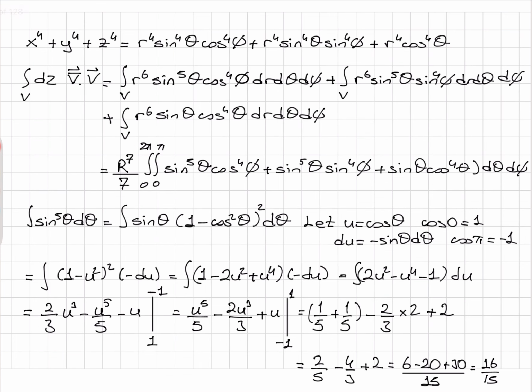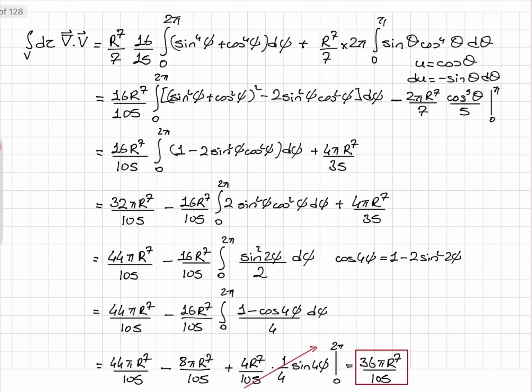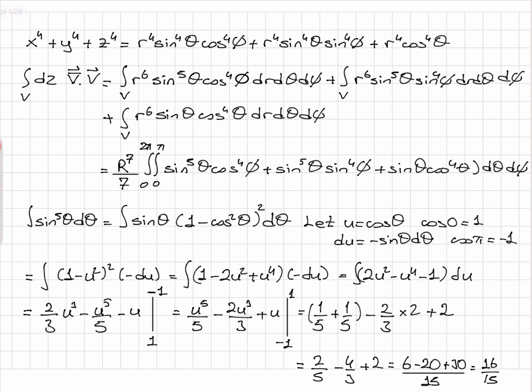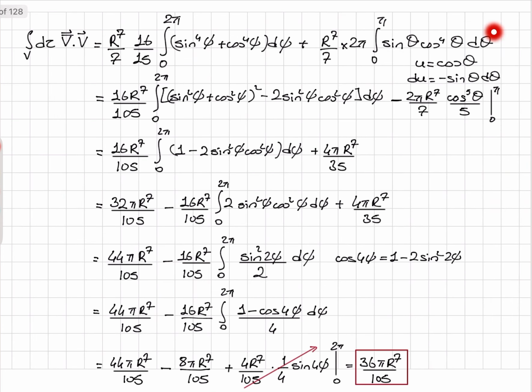So this gives me r to 6 sine to 5, r to 6 sine to 5, and r to 6 sine theta cosine to 4 theta basically. The r integral gives me r to 7 over 7. The theta integral for sine to 5 theta d theta gives me 16 over 15. And then I have the phi integral remaining for the first two terms. And for the last term, I still have to take a theta integral of sine theta cosine to 4 theta d theta. So I use the u is equal to cosine theta transformation to take this integral.